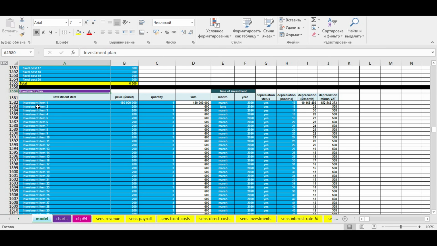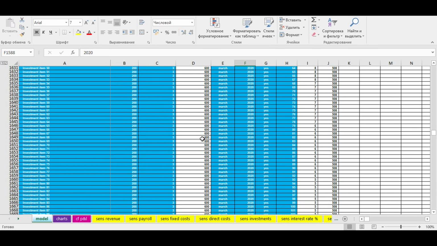Here we can specify what items we invest in, what is the price of this item, how many items we buy, and when we buy this or that item, month and year. Also, we have a depreciation for the item. We can set a depreciation status and enter the period of depreciation in months.